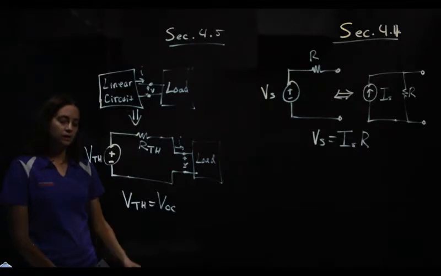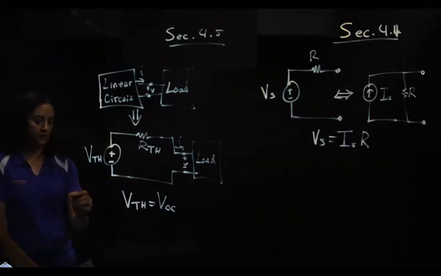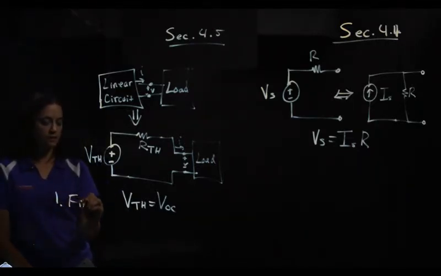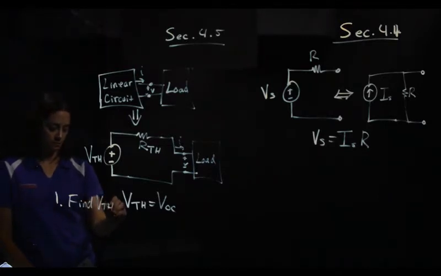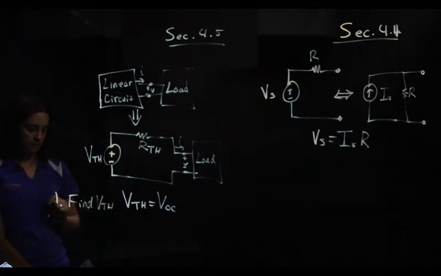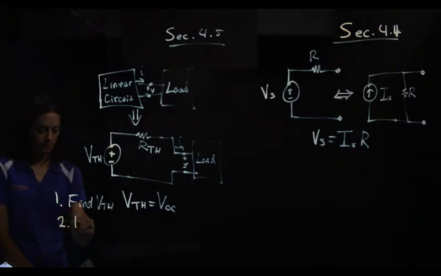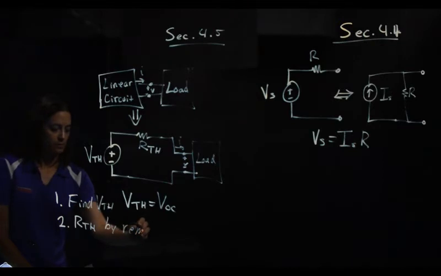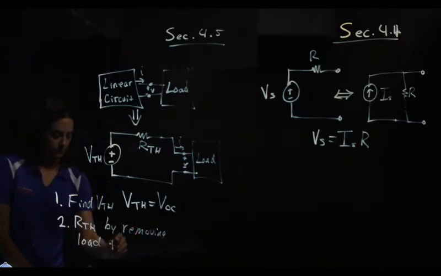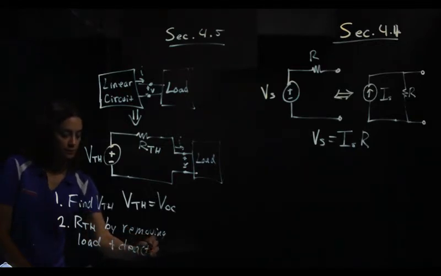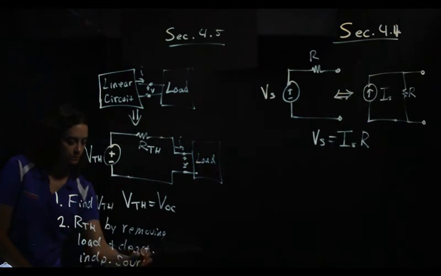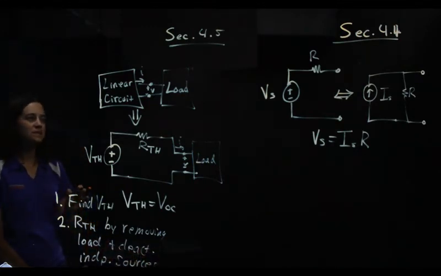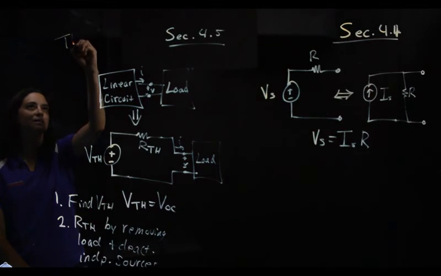And the way that we do Thevenin's theorem is first we find V Thevenin by opening our desired location. And then we find R Thevenin by removing our load and deactivating, which we know how to do, independent sources. So again, Thevenin's theorem is one of those you really need to see to understand.